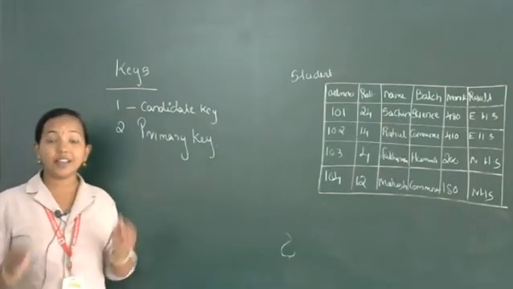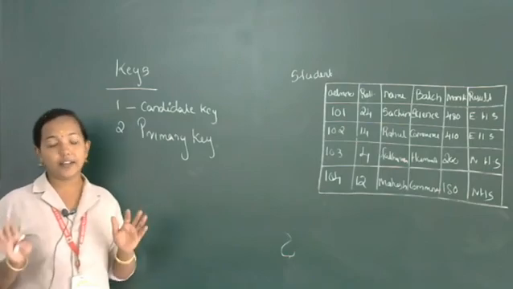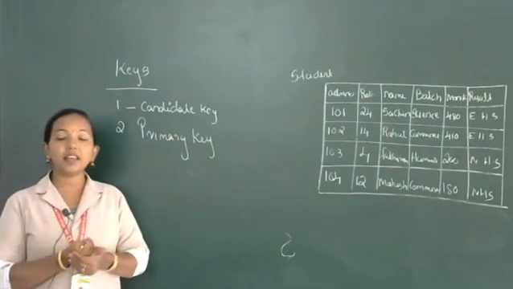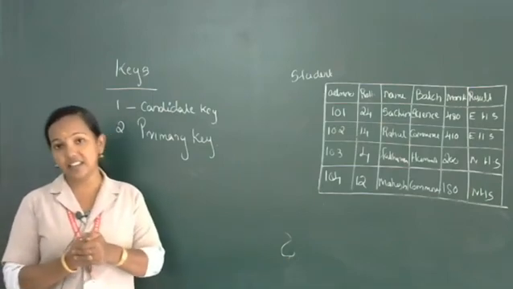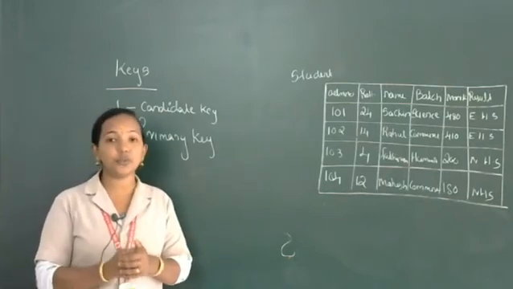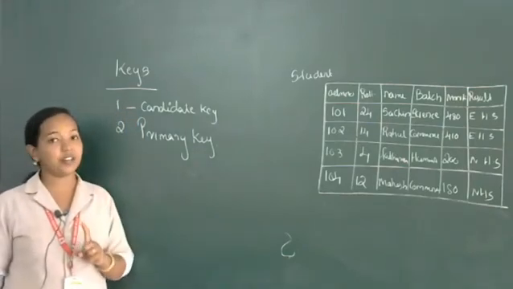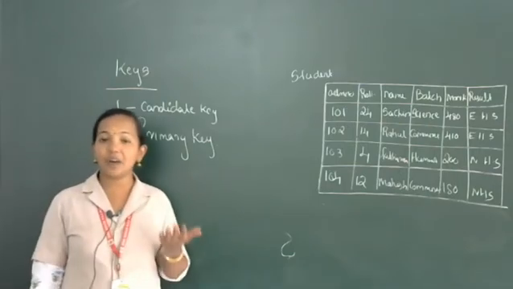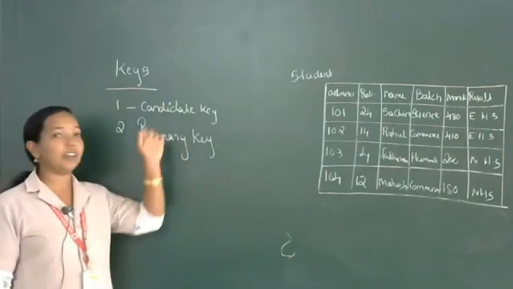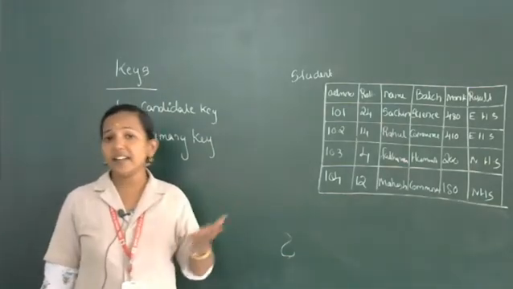So what is candidate key? Minimal set of attributes to uniquely identify a row in a relation. Then second one, primary key. What does primary key mean? Primary key is one of the candidate keys. The first definition: primary key is one of the candidate keys that is used to identify a particular row in a relation. If you say primary key is used to identify a row in a relation, that definition is wrong. First you must write that primary key is one of the candidate keys.